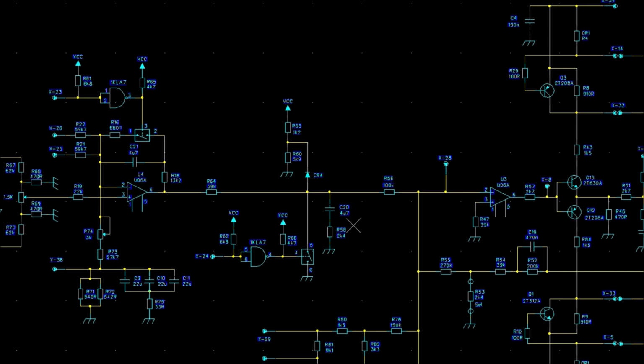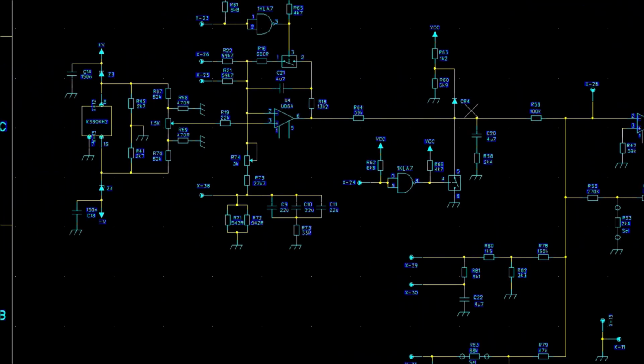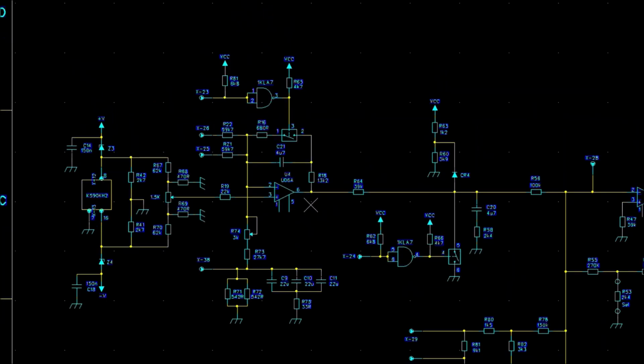Now, there are several inputs. One interesting input is this one here. You can see that this input can be disabled using this analog switch here. We can see that we have an integrator, the feedback capacitor here. And this capacitor can be discharged using this digital input. The zero of the integrator can be adjusted using this trimmer.